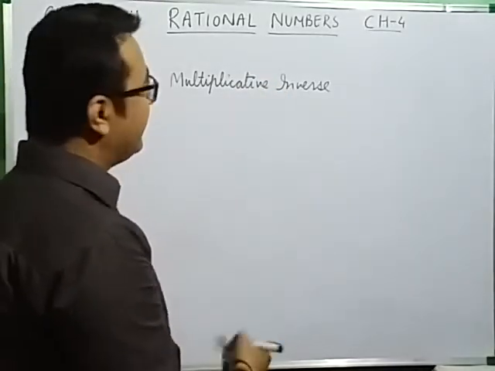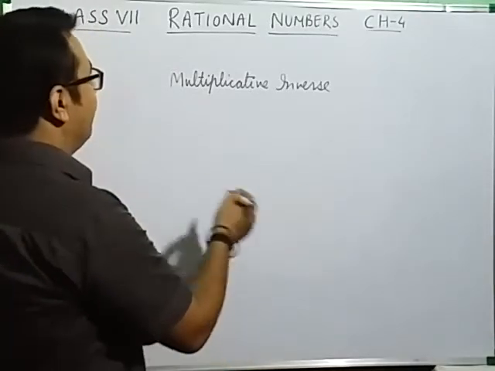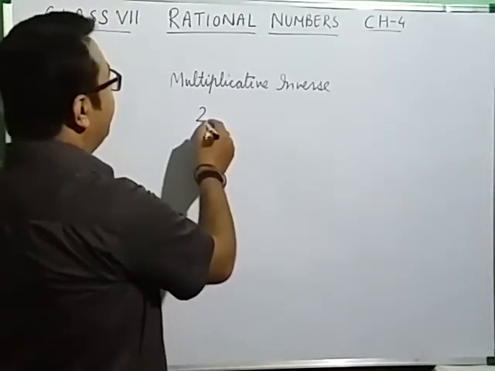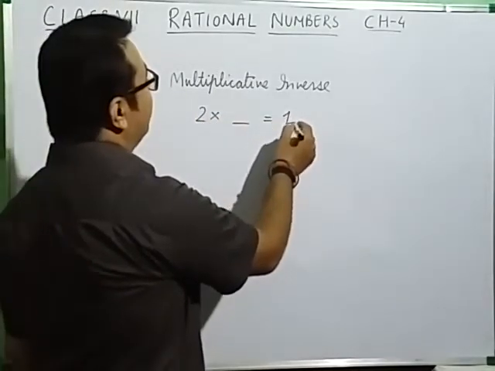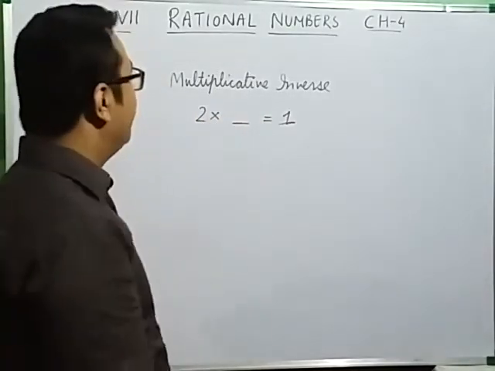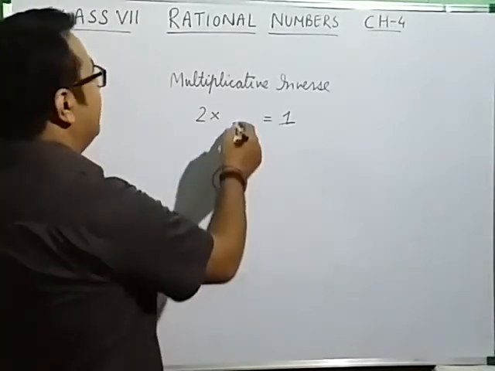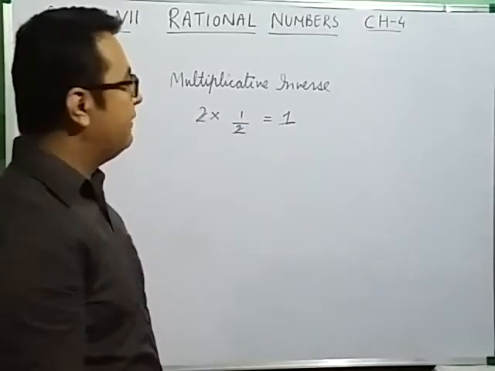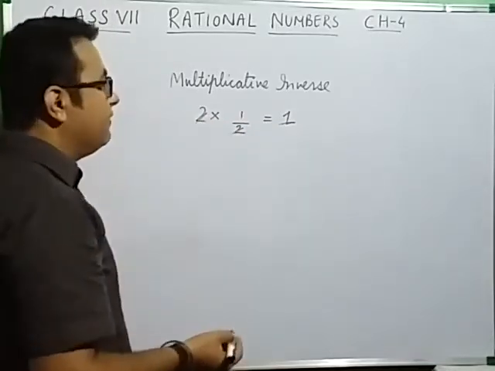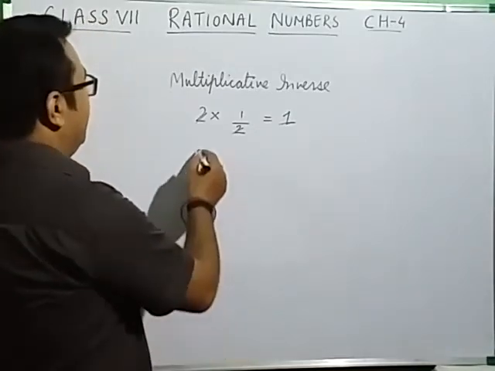Multiplicative inverse is that number which when multiplied with the given number, the result is 1. Suppose you need to find the multiplicative inverse of 2 so that the result is 1. What should be multiplied by 2 so that the result is 1? It will be 1 upon 2. 2 and 2 will be cancelled. The result will be 1. So multiplicative inverse is nothing but the reciprocal of a given number.